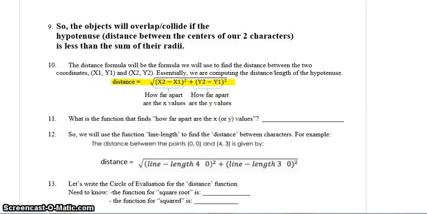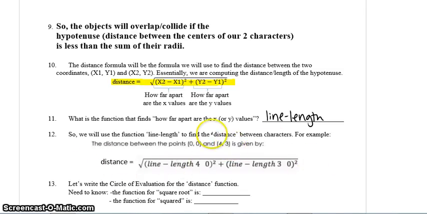We just discussed the function that finds how far apart the x or y values are. Remember, it was called line length. So we will use the function line length to find the distance between characters. For example, the distance between the points 0, 0 and 4, 3 is given by this formula here. I've given this to you.